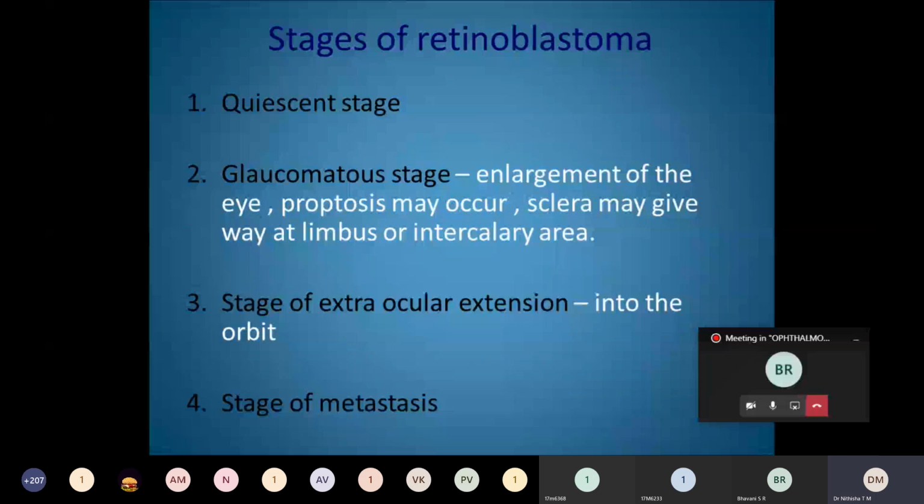Now, what are the stages of retinoblastoma? First stage is the quiescent stage. Quiescent stage is very quiet. There is no presentation at all. So that is called the quiescent stage. Second is the glaucomatous stage. There is enlargement of the eye. Proptosis can be there. Sclera may give way at the limbus or intracalary region. Third is the stage of extraocular extension, which is extending into the orbit. Fourth is the stage of metastasis.